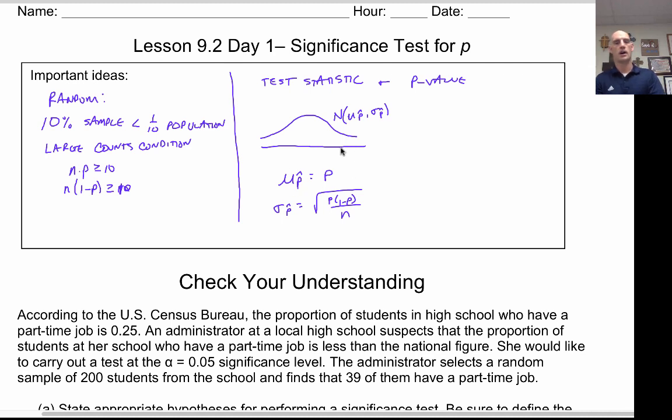So our p-hat here is our p, that's our proportion that we're talking about, and then our standard deviation is the square root of p times 1 minus p over n. So what's our z value in this case?